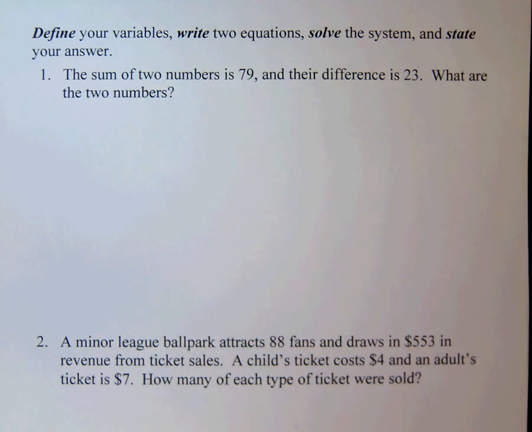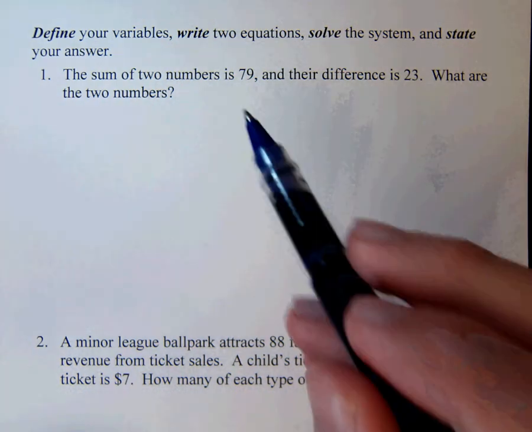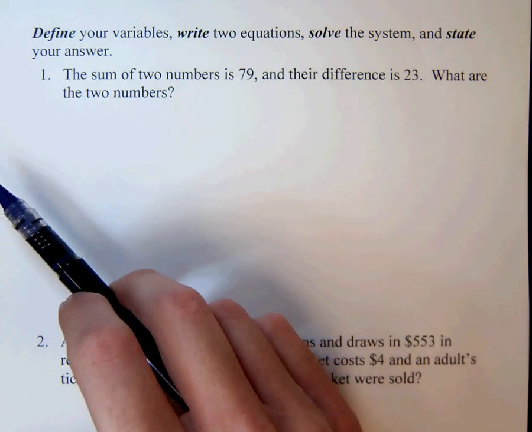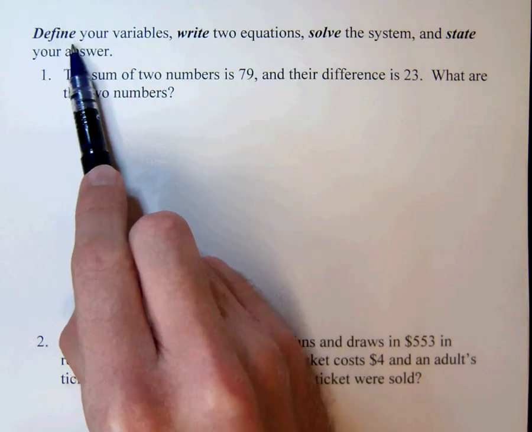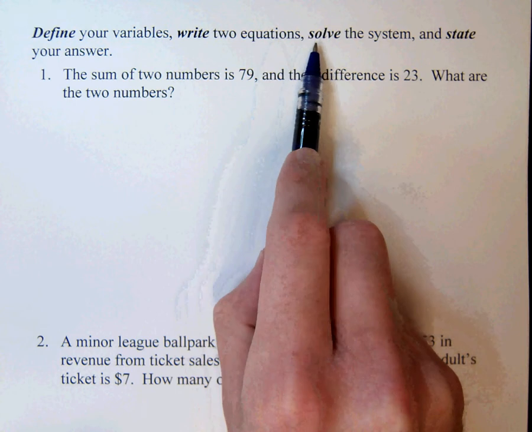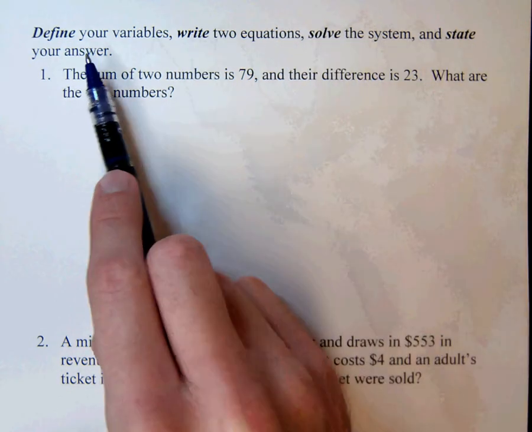In this two-part series, we want to look at taking word problems and solving them using systems of equations. Now, a few steps we need to make sure that we understand. Since we do have a system of two equations and two variables, you need to define your two variables. You're going to have to write two equations, and then of course you solve the system and state your answer.